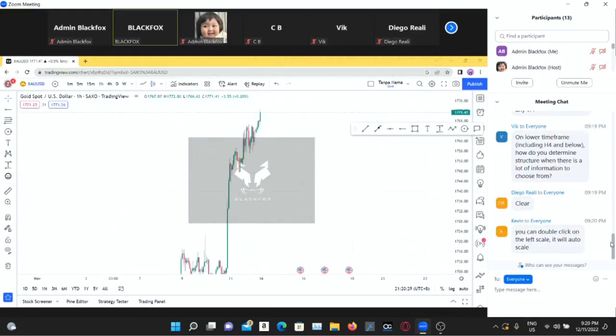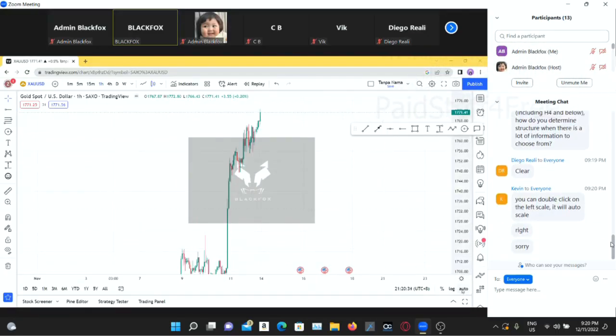You can double click on the left scale, it will auto scale. This one.